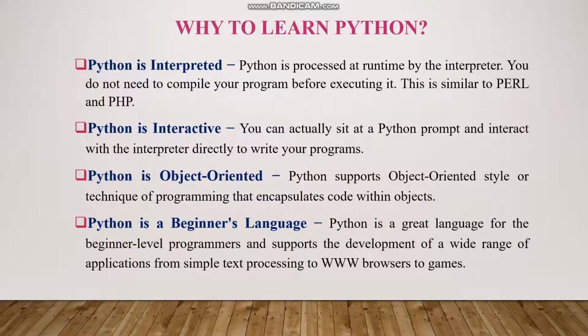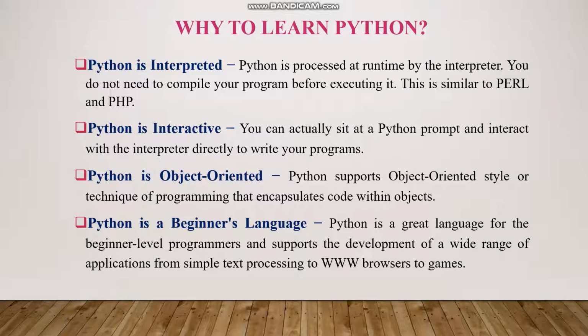Why to learn Python? Python is a high-level interpreted, interactive and object-oriented scripting language. Python is designed to be highly readable. It uses English keywords frequently, whereas other languages use punctuation, and it has fewer syntactical constructions than other languages. Python is a must for students and working professionals to become a great software engineer, especially when they are working in the web development domain. I will list down some of the key advantages of learning Python.